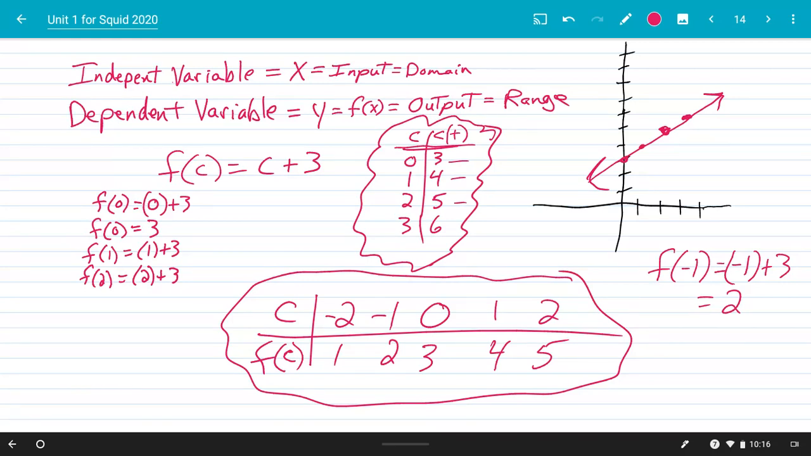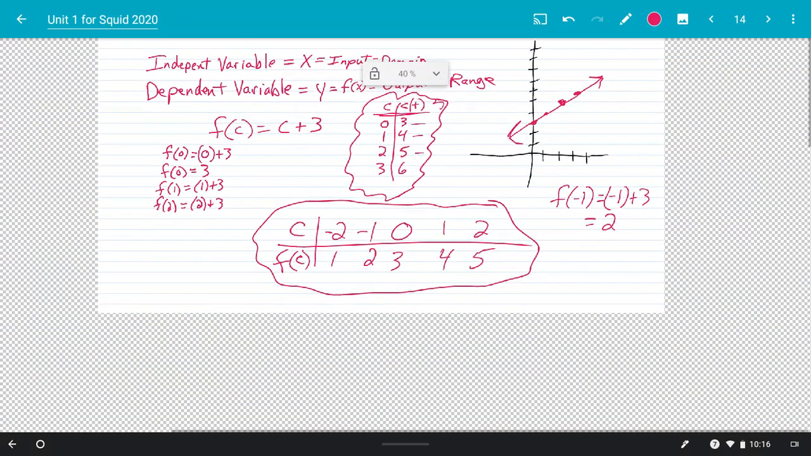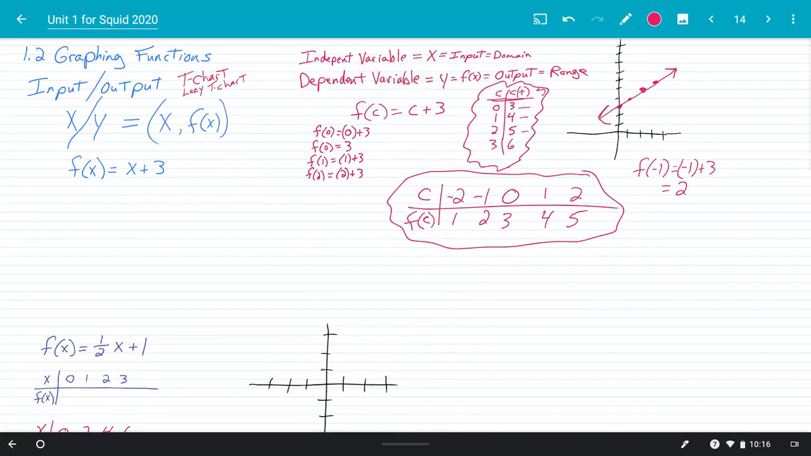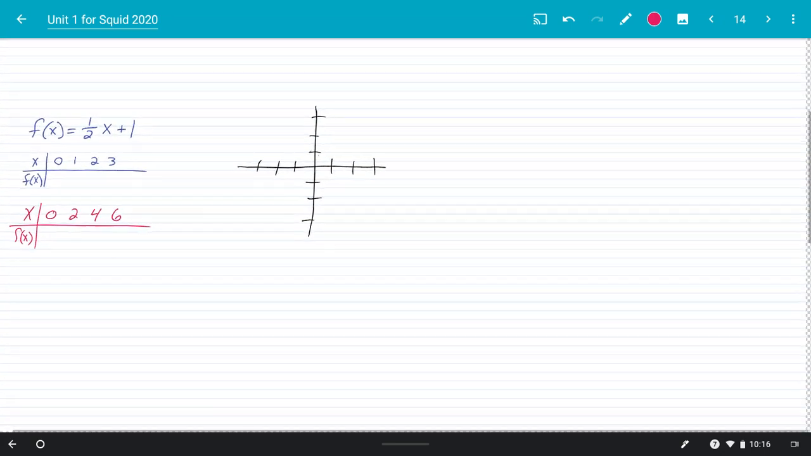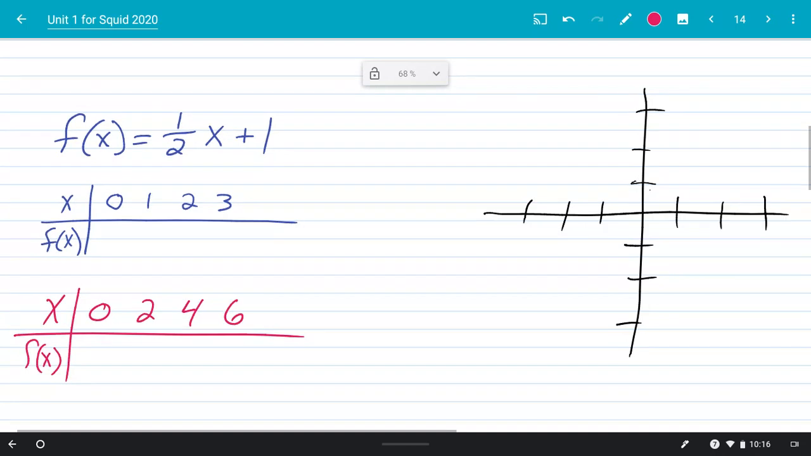Tell me the name of the second section. Deciding on appropriate inputs. Choosing appropriate inputs is what it's all about.